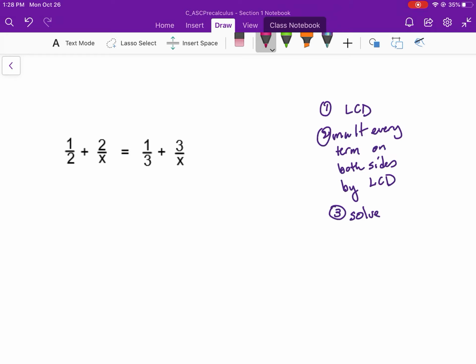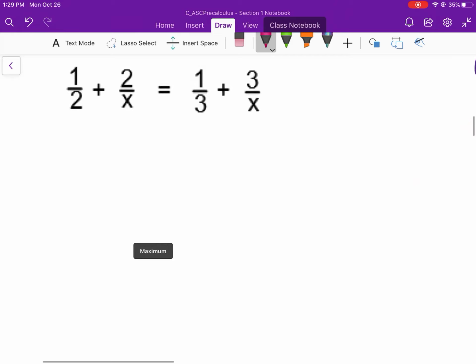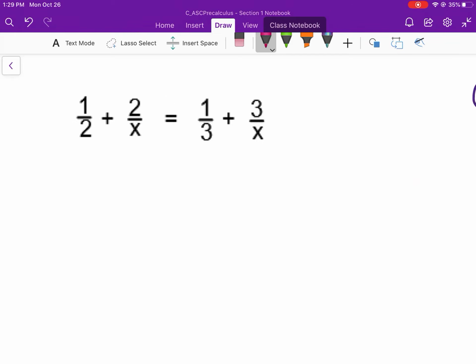So here are the steps you need to do. Find the LCD, the least common denominator. Once you do that, if you multiply every term on both sides by it, all the fractions will go away. And then you have a regular, normal, everyday equation to solve. So that's what we do first. We find our LCD, the least common denominator.